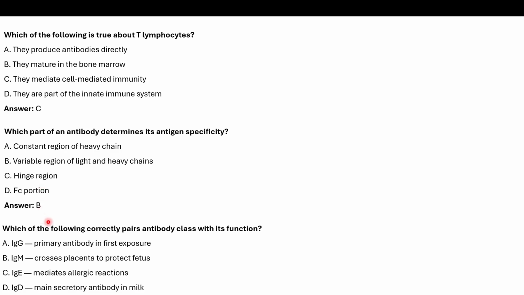And then which of the following correctly pairs antibody class with its function? IgG is primary antibody in first exposure. IgM crosses placenta to protect fetus. IgE mediates allergic reactions. IgD main secretory antibody in milk. Correct option is this one. IgE actually mediates allergic reactions. The others are false. Okay.